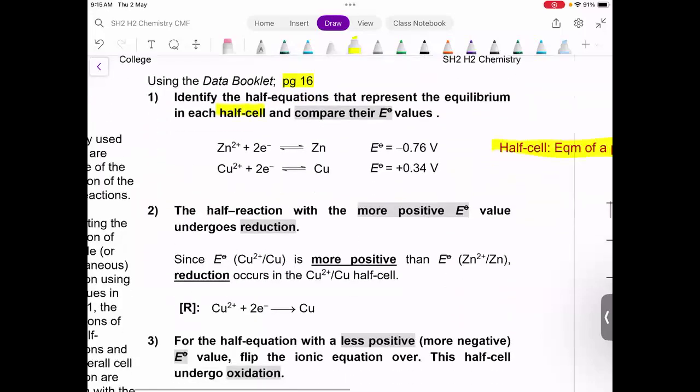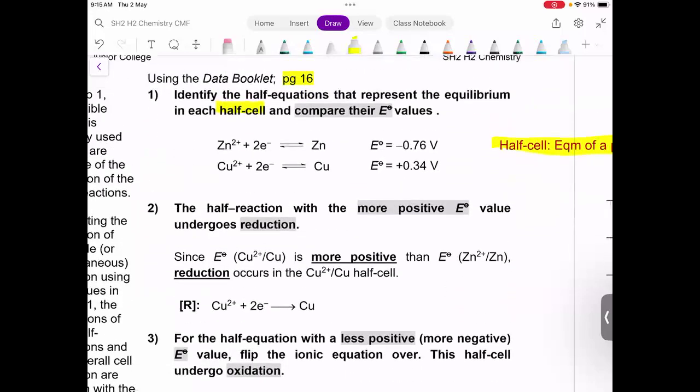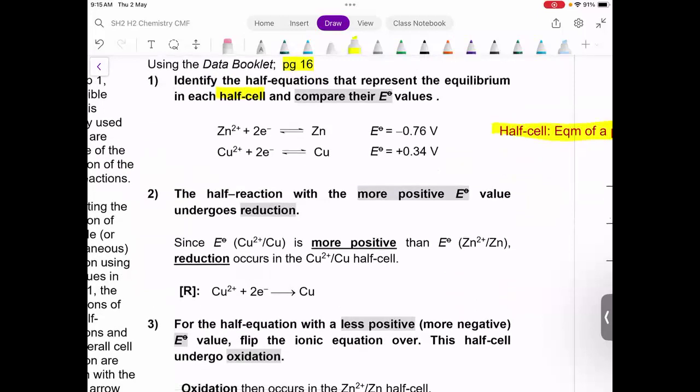Okay, so let's look at this. Using the data booklet on page 16, these are the two half cells. So just now, you won't ask me how do I know which half cell is the anode and which half cell is the cathode. This is where we are going to learn to identify that.